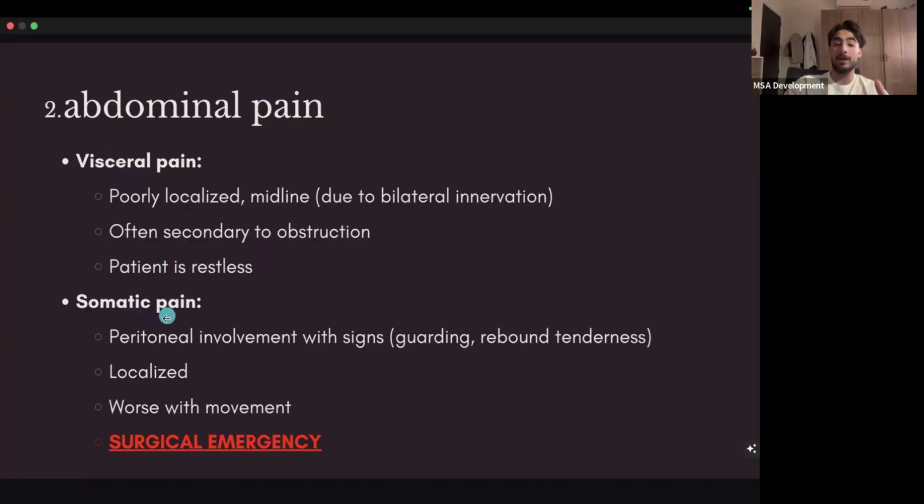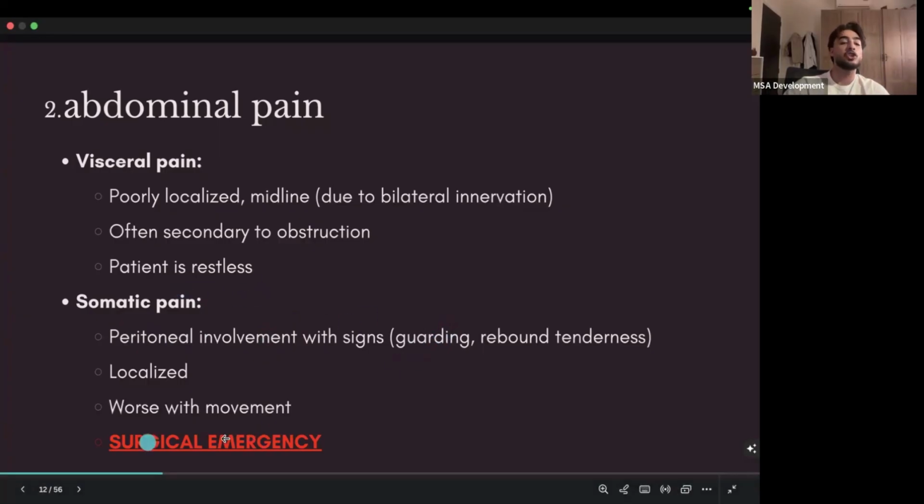But somatic pain is basically what we call peritoneal pain, when there's involvement of the peritoneum. That could be because of irritation of the GI tract itself against the peritoneum. Maybe there's inflammation going on, or perforation, or obstruction leading to gangrene, which is going to irritate the peritoneum, and you're going to get signs of peritoneal involvement. Now, these signs, guarding and rebound tenderness, are only going to be present when you have somatic pain. When you see these signs, this is a surgical emergency.